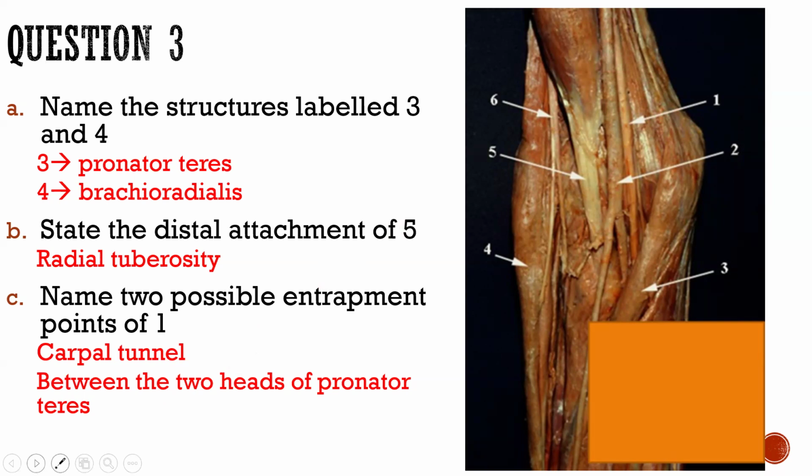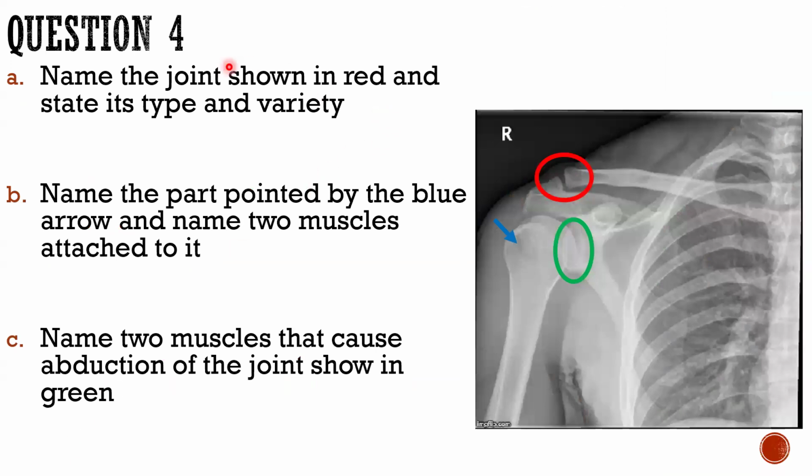So please go read about entrapment points of these other nerves, such as the radial nerve and also the ulnar nerve. Name the joint shown in red. Which joint is this, and state its type and variety.